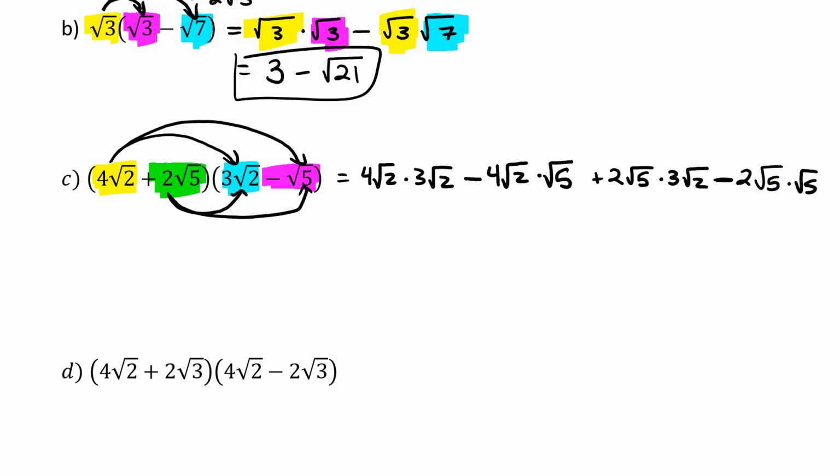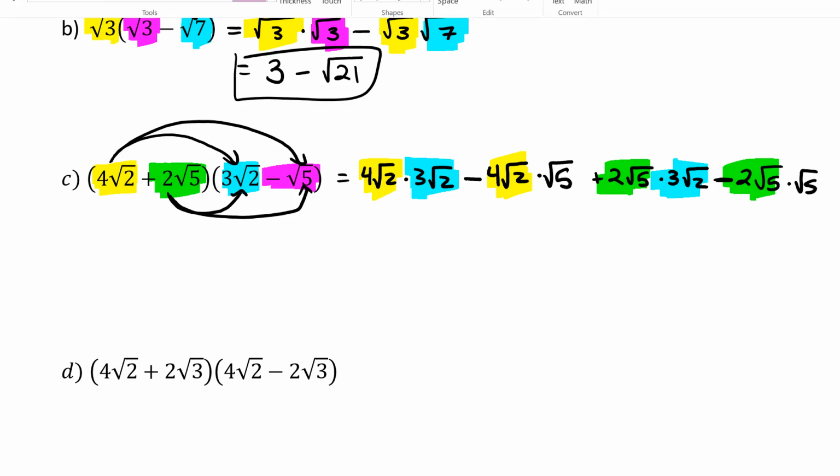Now, yes, I'm going to color code everything. So all my 4 root 2's, they're because of the 4 root 2 in this one. And all of my 2 root 5's are because of the 2 root 5's in the first bracket, the second term in the first bracket. And now I have my 3 root 2, 3 root 2, and then I have my root 5. And that's the reason why these are negative, because of the root 5 here.